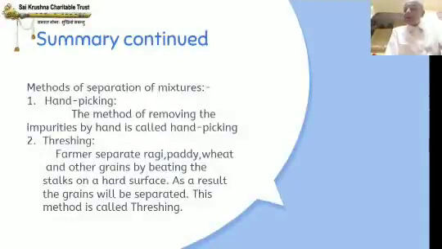Then the summary is continued. Methods of separation of mixtures. Here we are just summarizing the whole thing, in the sense, we are summarizing the methods of separation. The first one is hand picking. The method of removing the impurities by hand is called hand picking. Then point 2 is threshing. Farmers separate ragi, paddy, wheat and other grains by beating the stalks on a hard surface. As a result, the grains will be separated. So this method is called threshing.